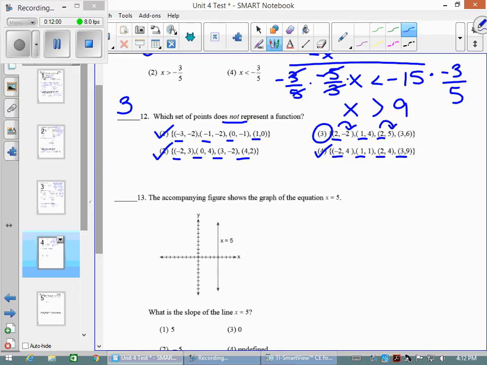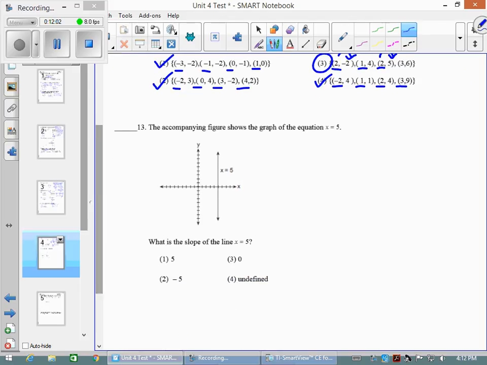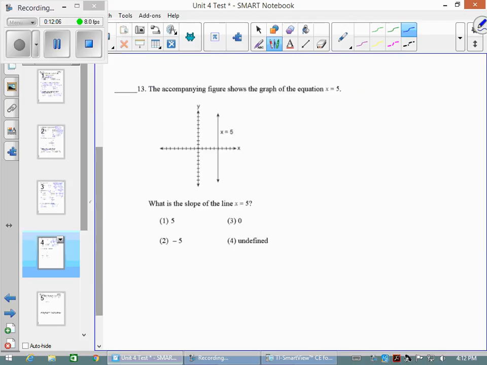The accompanying figure shows this graph, x equals 5. What is the slope here? Okay, well, we've talked about vertical lines or x equals lines, and if you look at a vertical line, that little trick we taught you was that there is no slope, or sometimes we call it undefined slope, for a vertical line. Another way you could check this would be to pick 2 points.